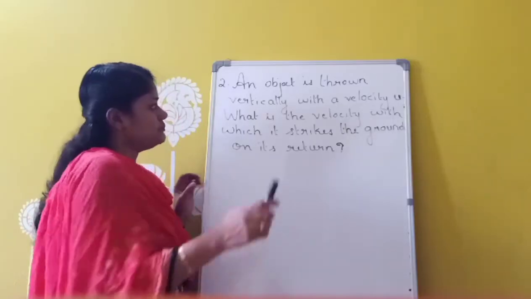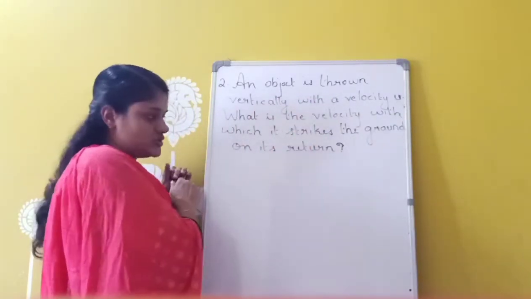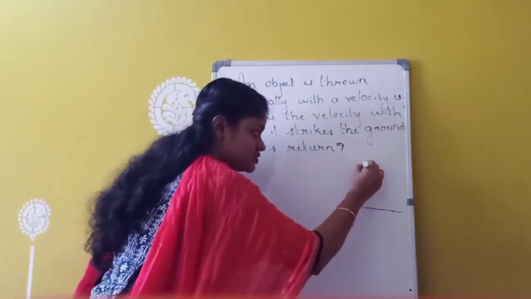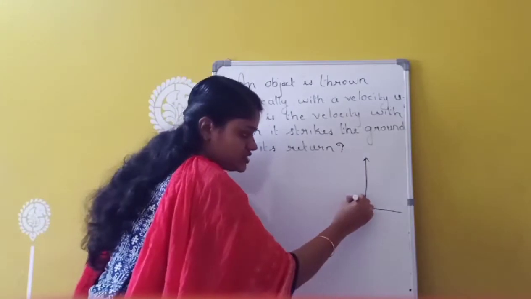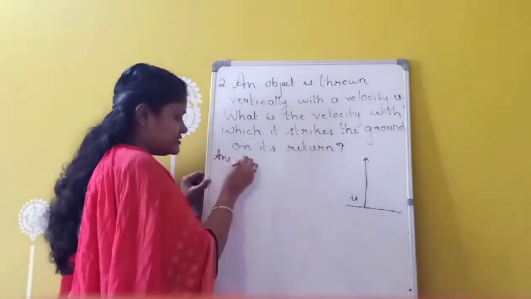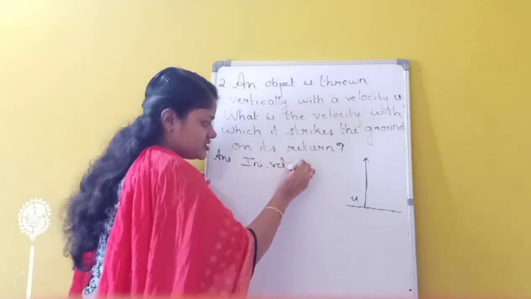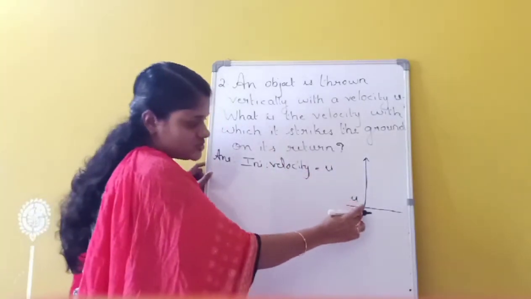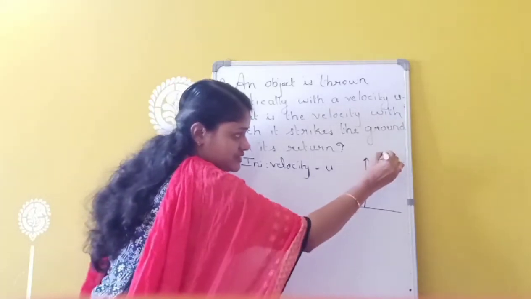Now the second problem. An object is thrown vertically with a velocity U. Suppose this is the ground level and this object is thrown vertically up with a velocity U. So U is the initial velocity of the object. And when this object reaches the maximum height, at this point, what is the velocity? We know it is 0.